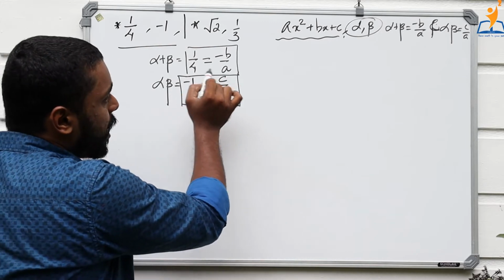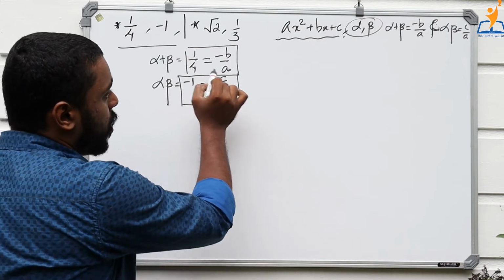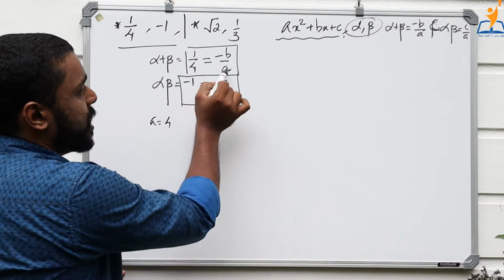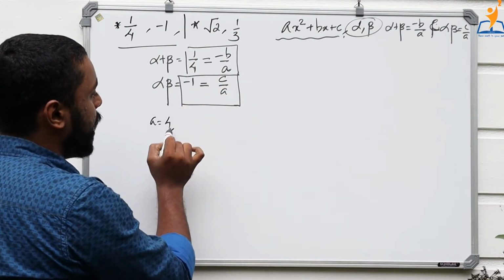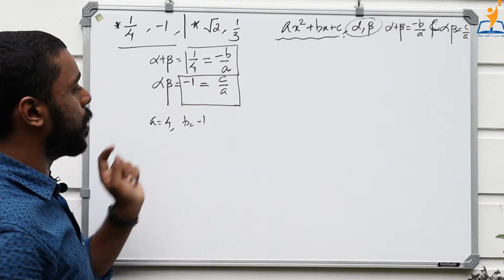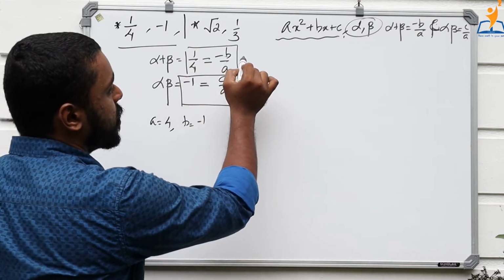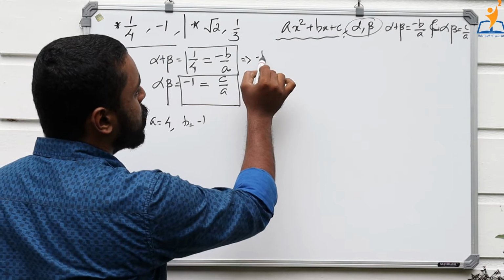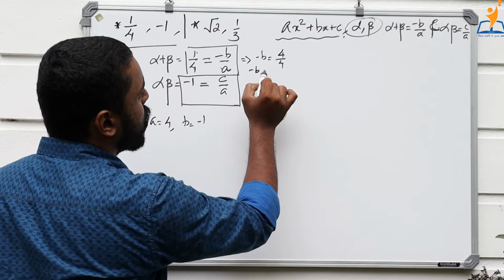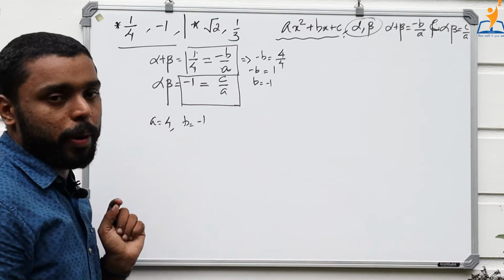Now we have to find a quadratic polynomial. See, from here we can choose arbitrary values. From this fraction we can choose a is equal to 4 and b is equal to -1. So minus b by a is equal to 1/4, right? If a is equal to 4, then b is equal to -1. Just substitute. When a is equal to 4, minus b is equal to 4/4, so minus b is equal to 1, so b is equal to -1.